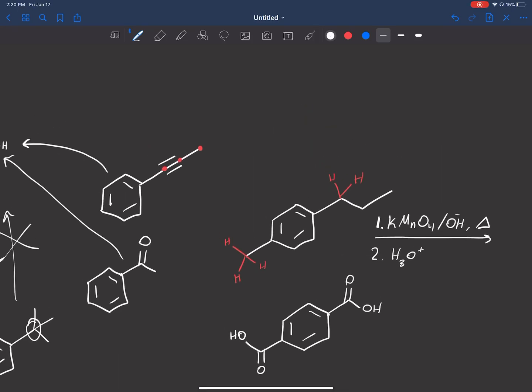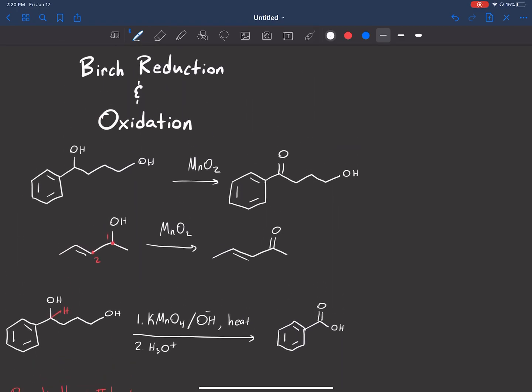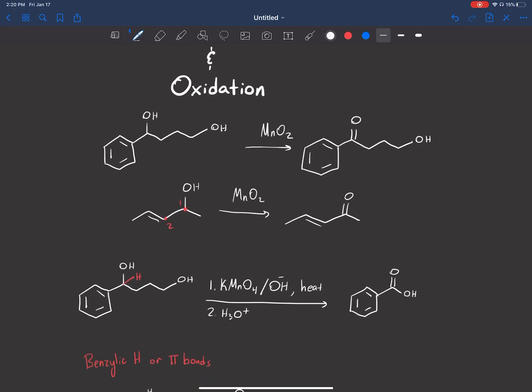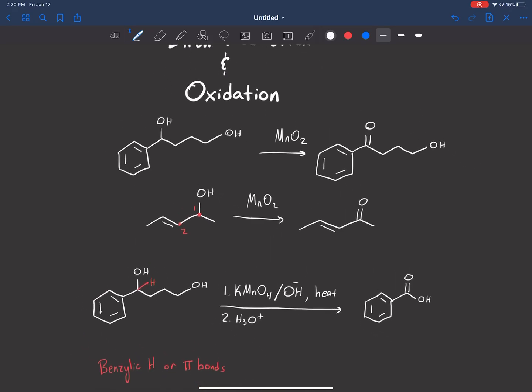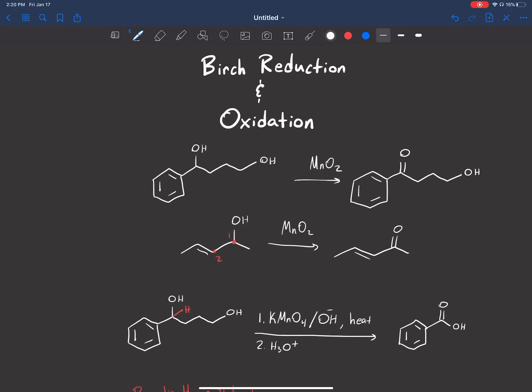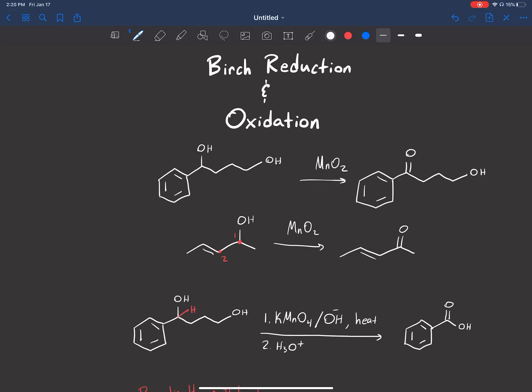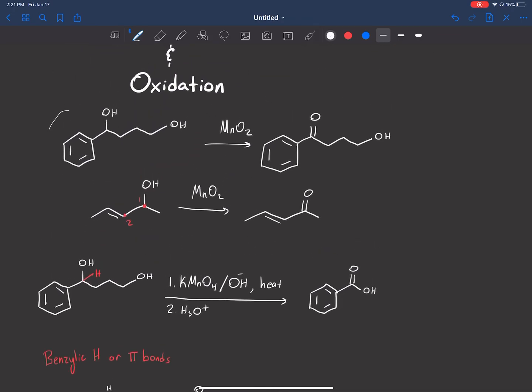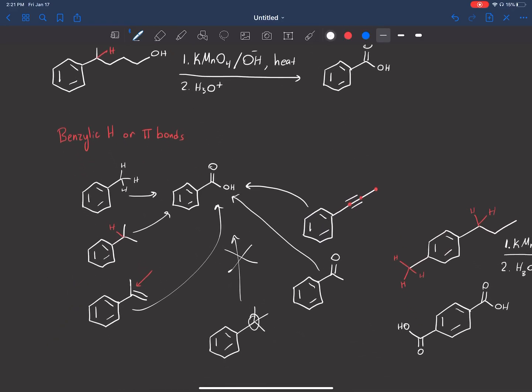So hopefully not too bad. I know the Birch reduction mechanism could be a little bit tricky, but you always have your index card, and there's always the patterns that you can write down. But again, I still would be familiar with the mechanism. Good news about the oxidations is you don't need to know the mechanism. Now the MnO2 stuff, that was really just shown in lecture. I've never seen that come up in an exam or on a workshop or anything. But KMnO4, 100% it's come up.